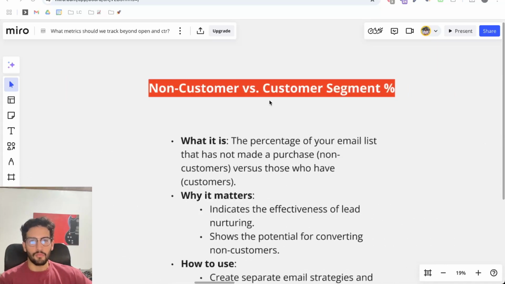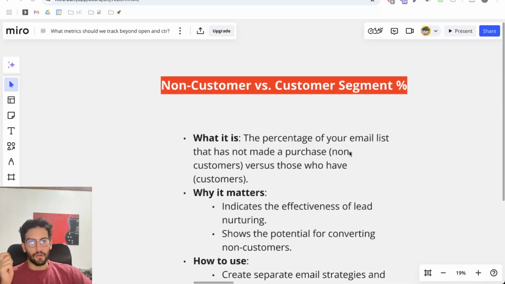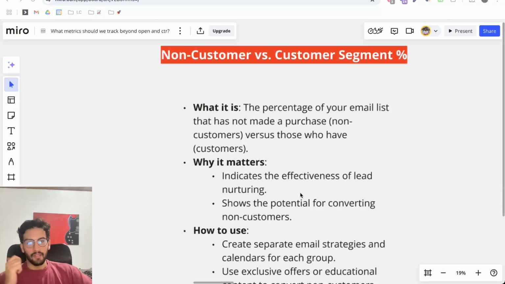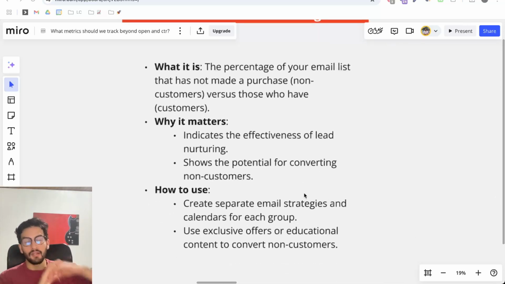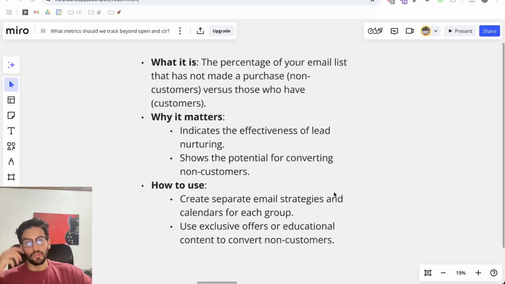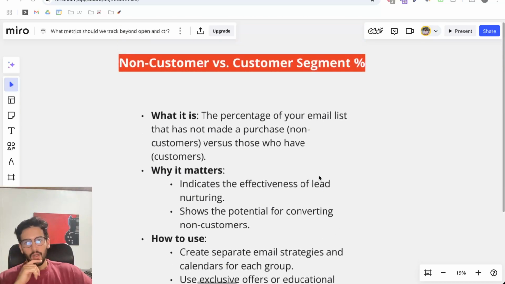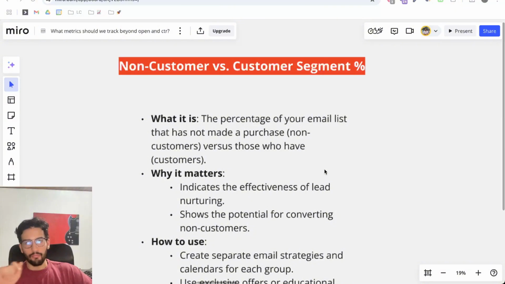Moving on, we've got non-customer versus customer segment percentage. This is the percentage of your email list that has not made a purchase, non-customers, versus those who have, the customer segment. It indicates the effectiveness of lead nurturing and shows the potential for converting non-customers as well. How to use it: create separate email strategies and calendars for prospects and customers. Whole different strategies for those two. You can use exclusive offers or educational content to convert non-customers, for example, which is extremely important, of course. This metric is really important as well.